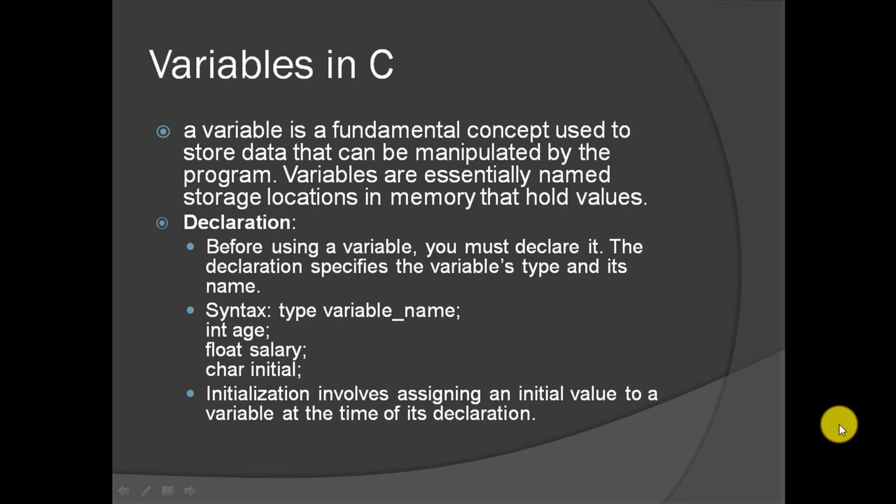Variables are essentially a named storage location. So a variable is a name which is given to a particular memory location. In that memory location, a value can be stored. That is the meaning of variable. So let us understand what declaration means.